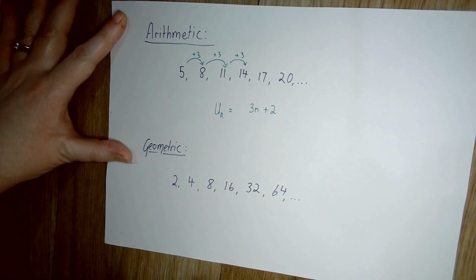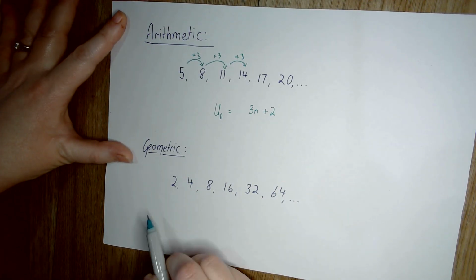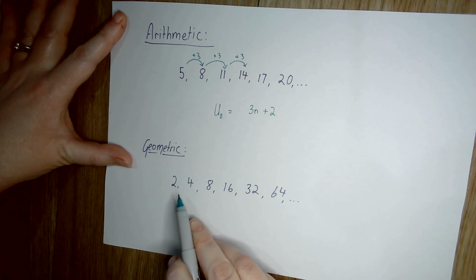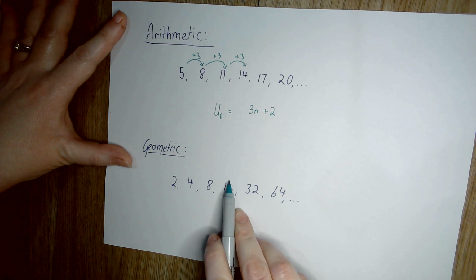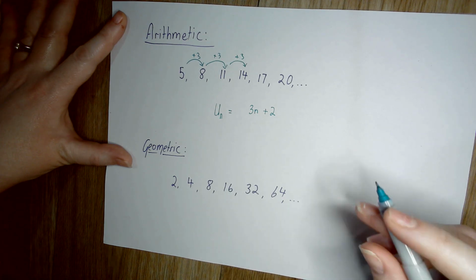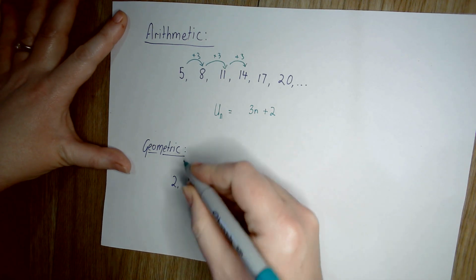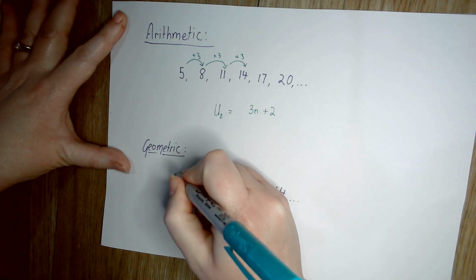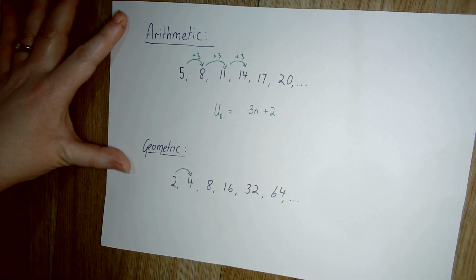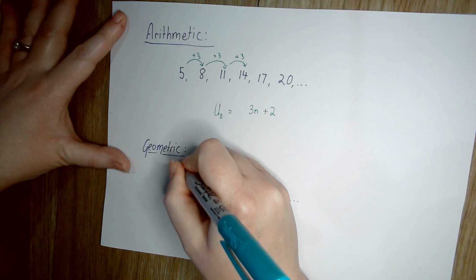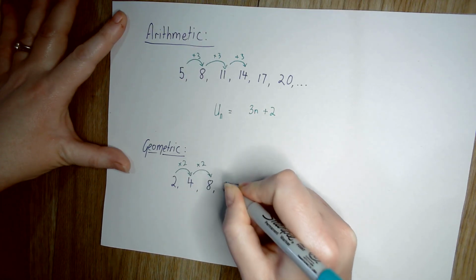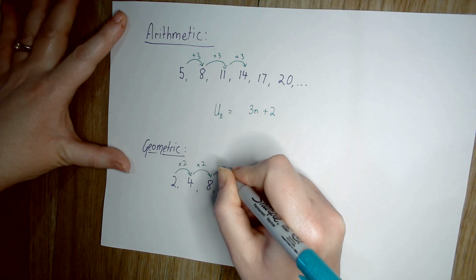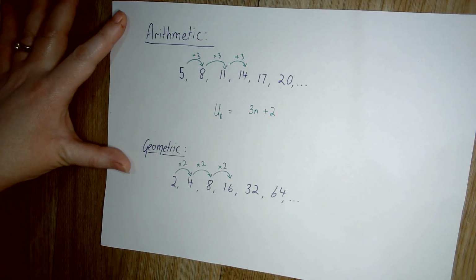For a geometric sequence, there's not the same difference. The difference between 2 and 4 is only 2. The difference between 4 and 8 is now 4. And now it's 8, and now it's 16. So the difference is changing, but what you might notice is that we are multiplying by the same amount each time. To get from 2 to 4, we're timesing by 2. From 4 to 8, we're timesing by 2. From 8 to 16, we're timesing by 2, etc.